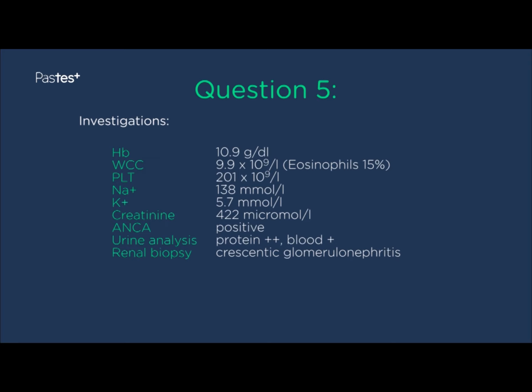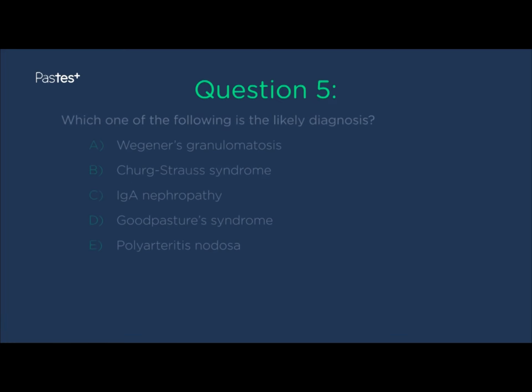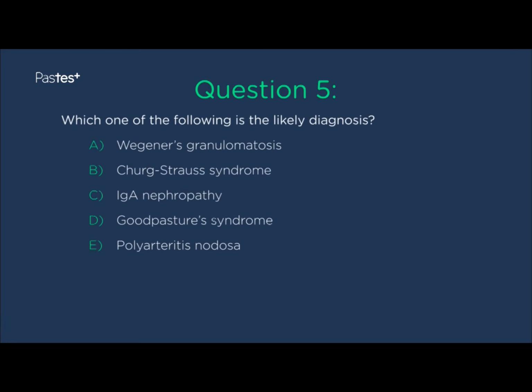His results show anemia with a hemoglobin of 10.9 grams per dL, an elevated white count at 9.9 times 10 to the 9 per litre, but note that 15% of these are eosinophils. He's got severe renal impairment with a creatinine of 422 micromoles per litre. He has a positive serum ANCA. Urinalysis reveals blood and protein, and he is investigated with a renal biopsy which shows crescentic glomerulonephritis. So the question is, which one of the following is the most likely diagnosis?